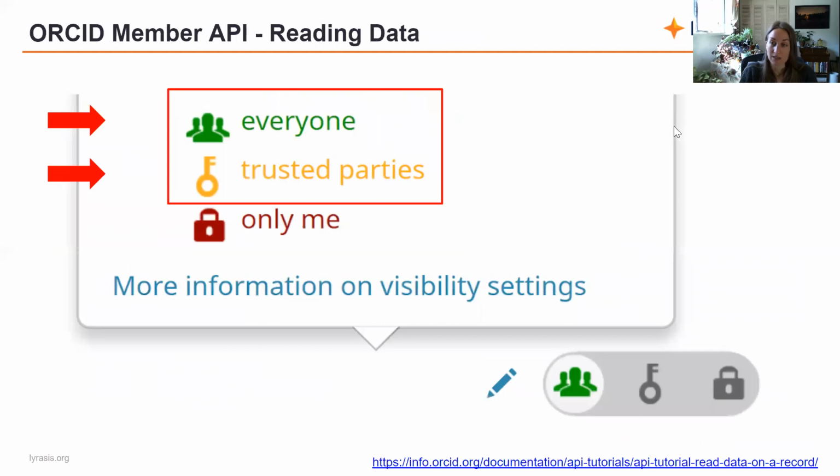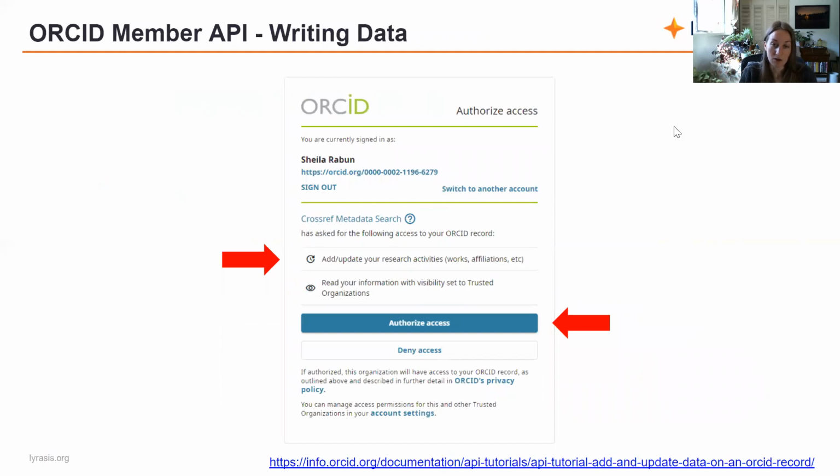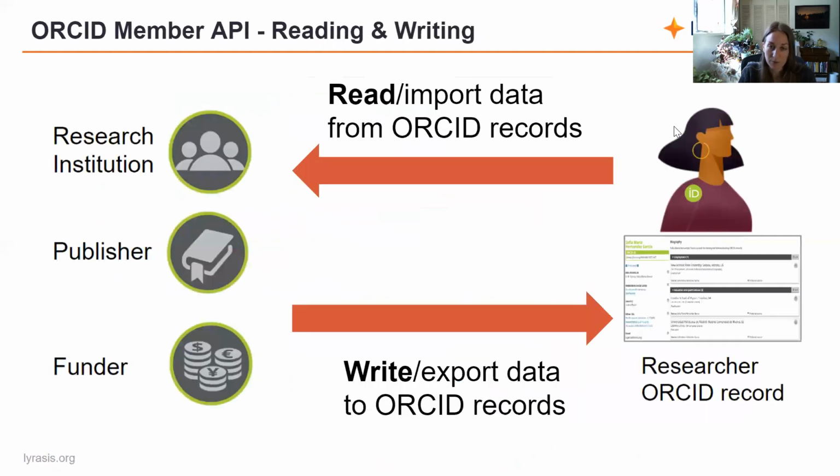Now, ORCID does have a member API as well, and through the member API, you can ask for permission during that OAuth process to read data that's set to trusted parties only, as well as the everyone setting. And users can also authorize permission during the OAuth process to allow an organization or a system to add information to their ORCID record for them. And this data transfer is done through either XML or JSON. So the ORCID Member API allows for that two-way flow of data between ORCID and organizational systems.